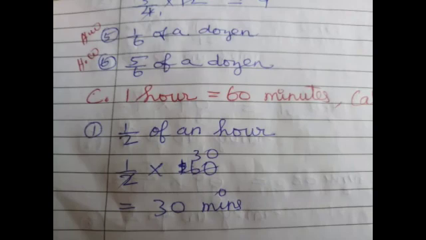Next, C Roman letter. 1 hour is equal to 60 minutes. Then calculate 1 by 2 of an hour. An hour is nothing but 60 minutes. So 1 by 2 multiply by 60. 1 and 60 in the numerator. 2 is the denominator. 2 and 60 we can cancel. 1 2s are 2, and 30 2s are 60. So 30 minutes. Half an hour is nothing but 30 minutes.